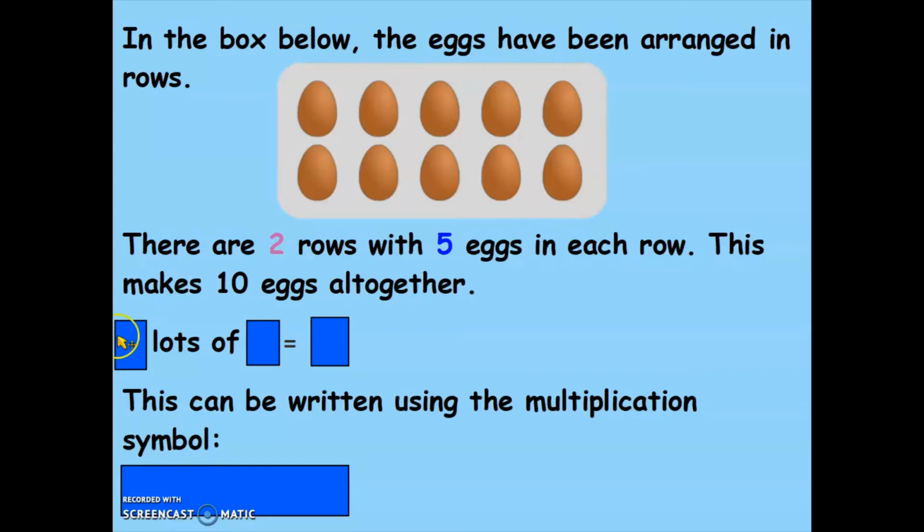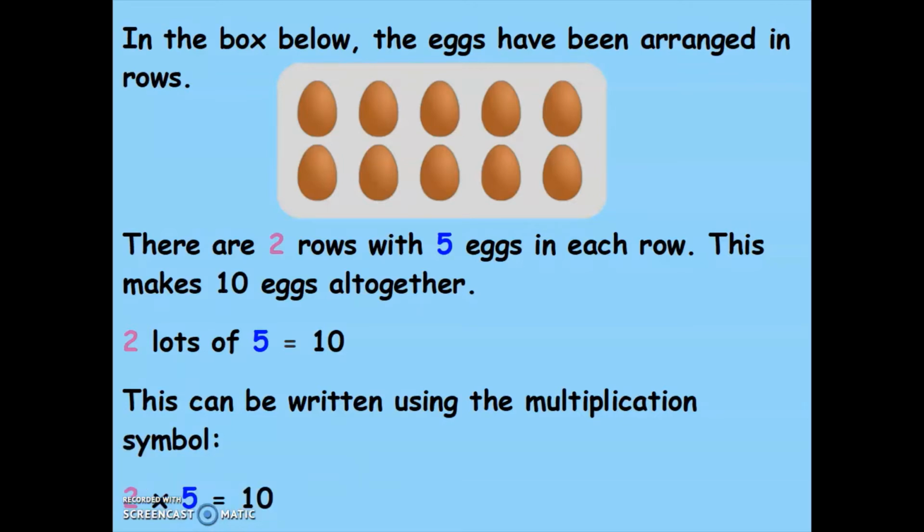So we know we have got 2 lots of 5 equals 10. And if we were writing it with the multiplication symbol, 2 multiplied by 5 equals 10. Well done if you knew that.